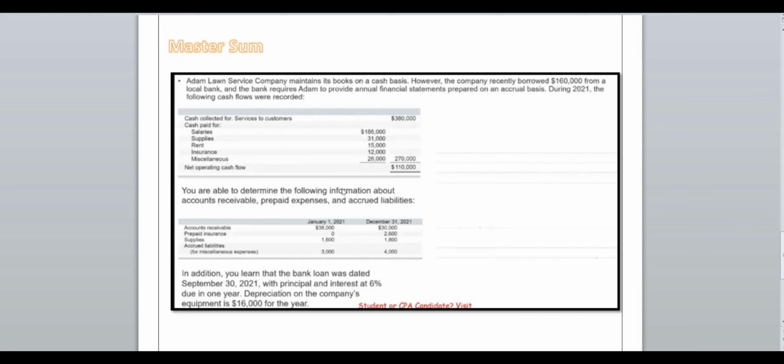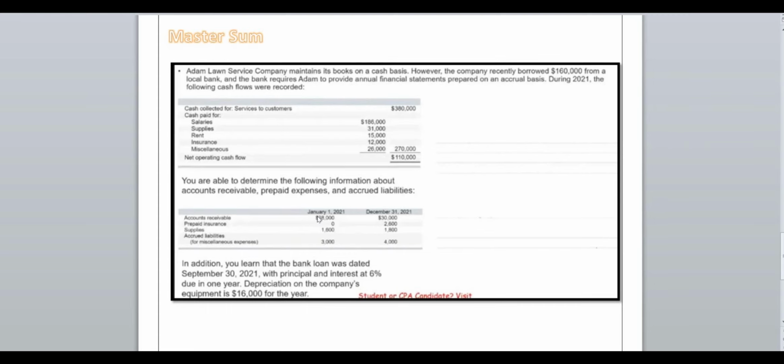You are able to determine the following information about the accounts receivable, prepaid expense, and accrued liabilities. I hope you all know which one is an asset and which one is a liability. Because in an asset, we need to add closing, deduct opening balance, and in a liability, we need to add opening, deduct closing balance. So over here, the opening balance and the closing balance is given at the beginning of the year and at the year end. So the accounts receivable is 38,000 at the beginning of the year, 30,000 at the year end. So the prepaid expense, supplies, accrued liabilities, all the values are given.